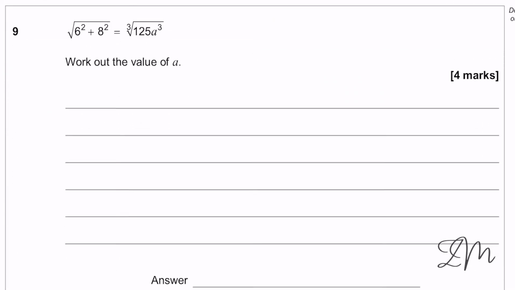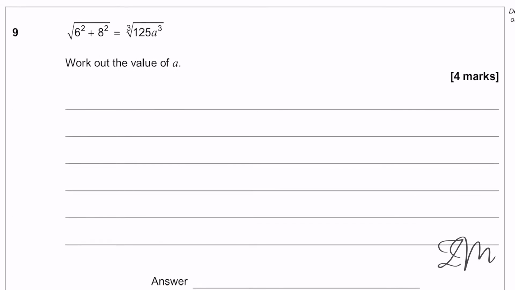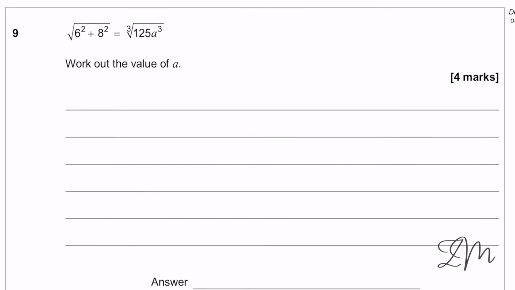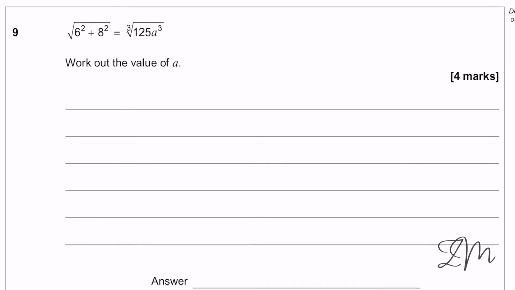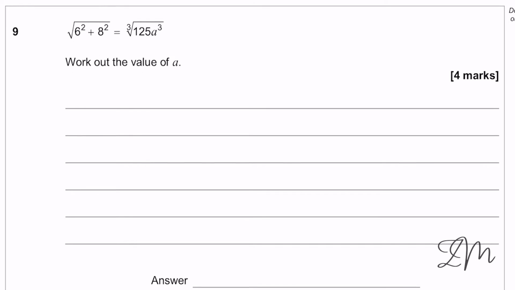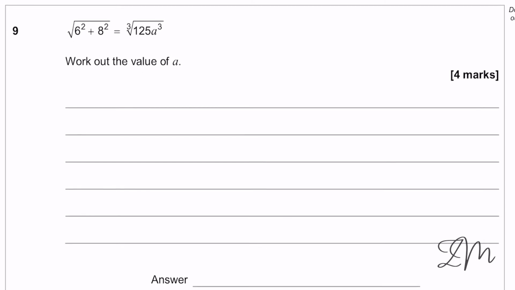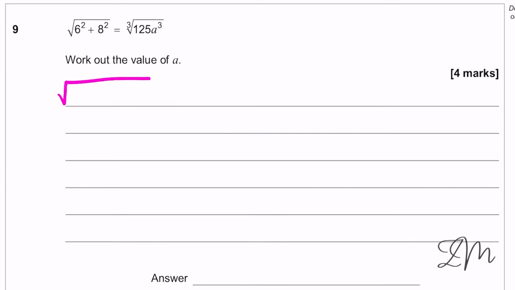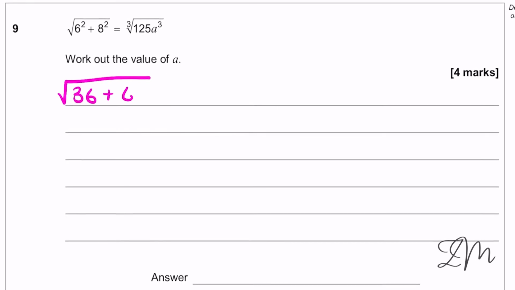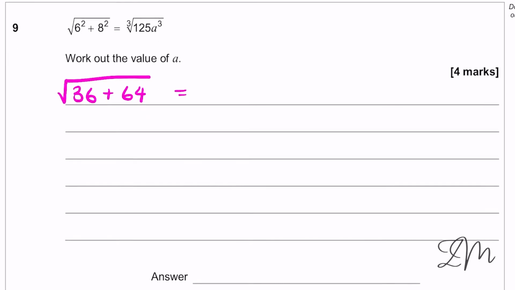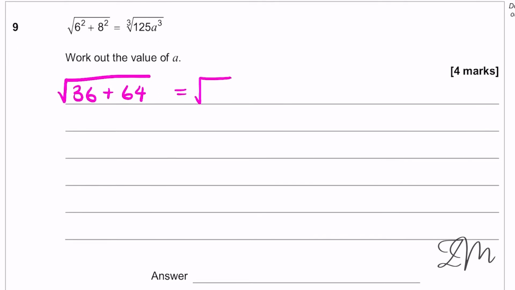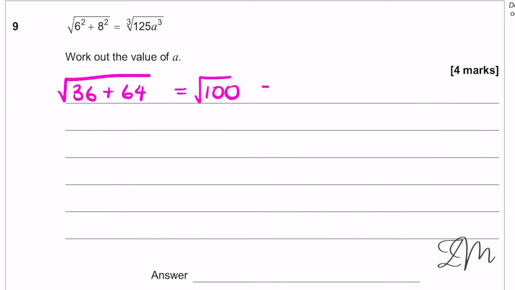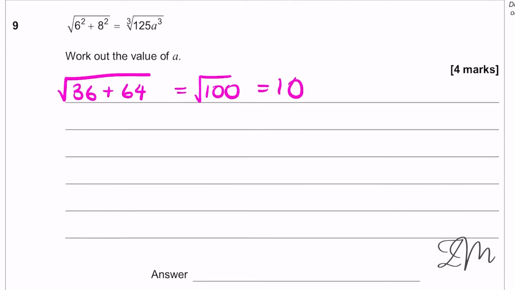Okay. Question 9. So we're going to work out the value of A. Right, where would you start with this? So if you were going to start, I'd probably start with the right-hand side. It's probably left-hand side rather. So 6 squared is 36. 8 squared is 64. That gives me 36 plus 64, which is 100. That gives me 10. That's the left-hand side.